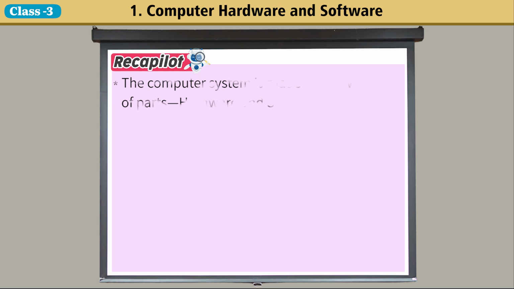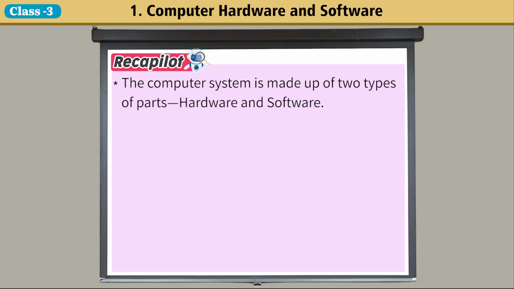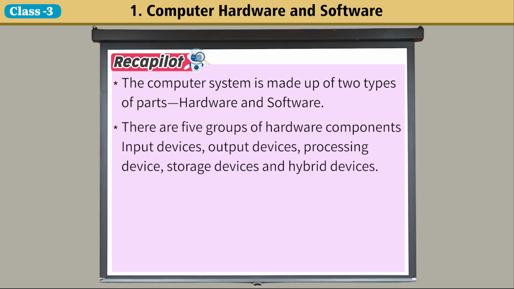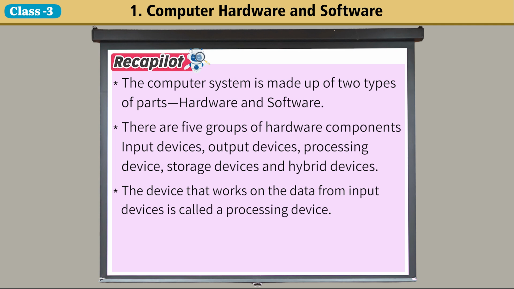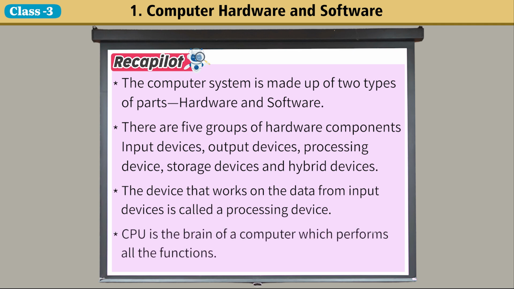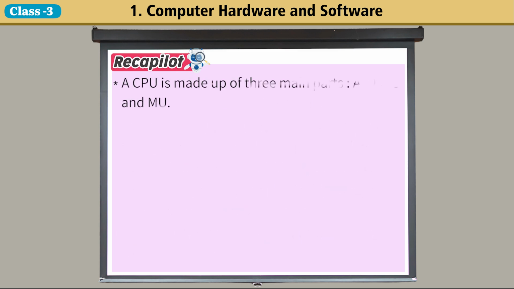Recapitulate. The computer system is made up of two types of parts, hardware and software. There are 5 groups of hardware components: input devices, output devices, processing device, storage devices, and hybrid devices. The device that works on the data from input devices is called a processing device. CPU is the brain of a computer which performs all the functions. A CPU is made up of 3 main parts: ALU, CU, and MU.